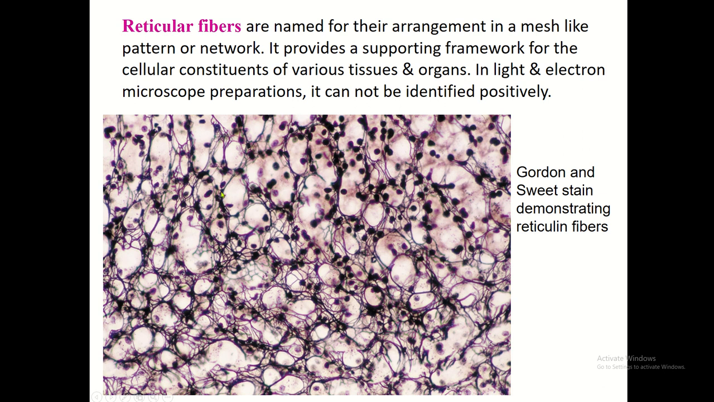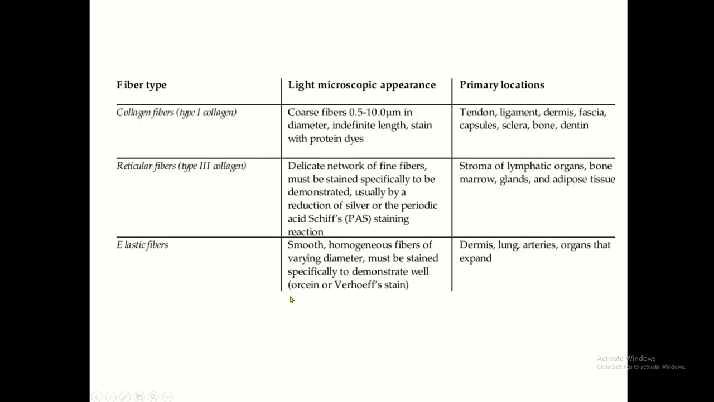Reticular fiber is named for its arrangement in a mesh-like pattern or network. It provides a supporting framework for the cellular constituents of various tissues and organs. In light and electron microscopic preparations, it cannot be identified positively. It needs special staining to visualize. So these are the differences between collagen, elastic, and reticular fiber. You see the different diameters present in the different fibers, and there is a particular location for each fiber.